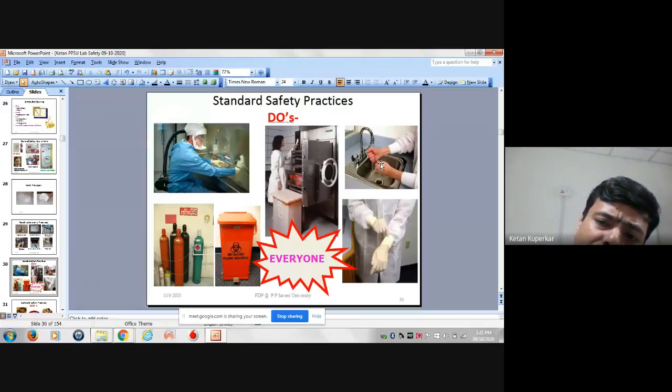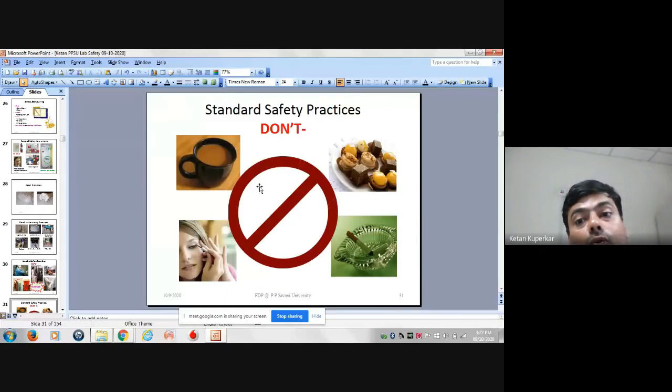Continuous washing of hands while performing the experiment, or once the practical is over, is a very good habit. These pictures all show standard safety practices. This is a person who has covered his body with the PPE kit. The dustbin is designed and labeled as biohazard, so only related materials can be disposed of there. The gas cylinders used in the laboratory are to be changed, and these are the different rules which everyone has to follow in order to have safer practice while performing experiments in the laboratory. But what about the don'ts?